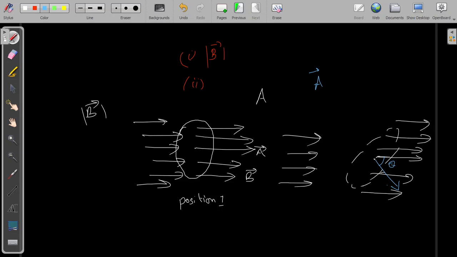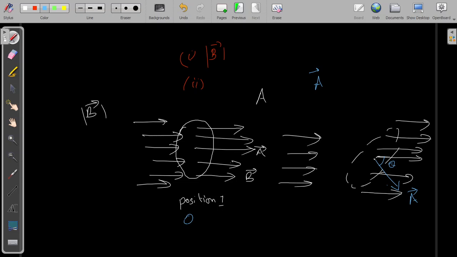So what happens to the normal vector direction? Previously it was parallel to the magnetic field direction, but it has also changed by an angle theta. Okay, this is vector A, and now let us calculate the flux associated.